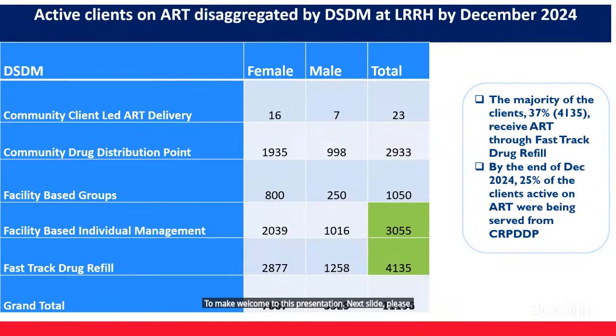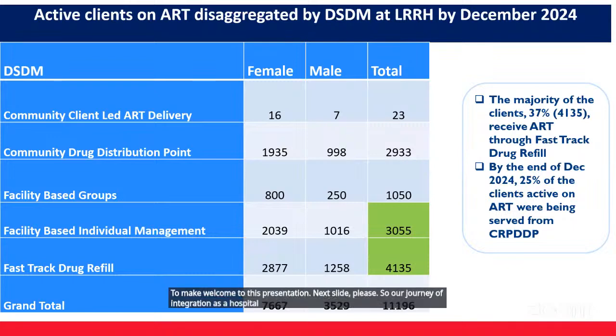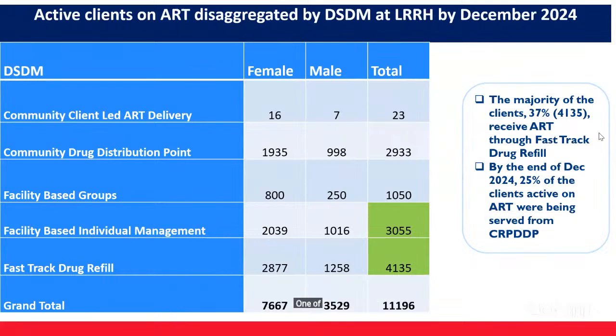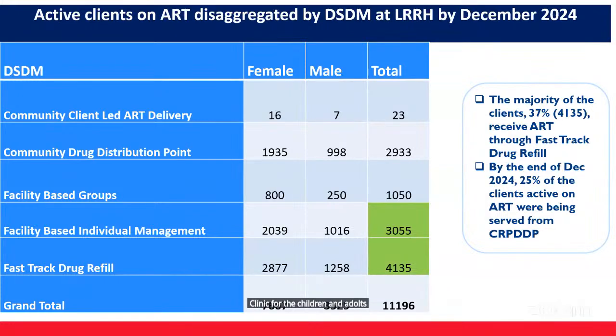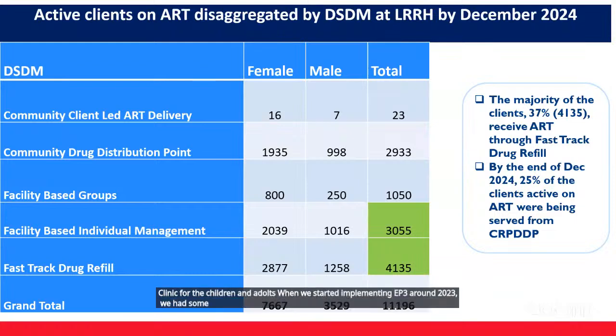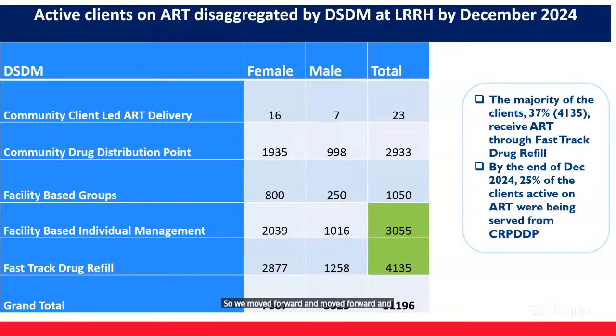So, our journey of integration as a hospital: when we got the circular, something was already happening in the hospital in line with integration. One of the things we needed was to understand what systems we already have at the hospital, and this focus was majorly towards integrating the adult clinic. As we are going to see later, our pediatric clinic, which originally was the HIV clinic for children and adolescents. When we started implementing EP3 around 2023, we had some challenges in implementing that concept. So we moved forward and integrated that clinic.